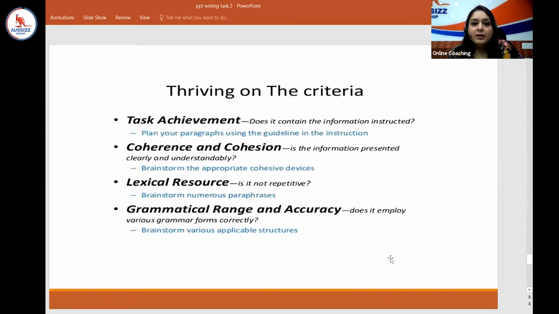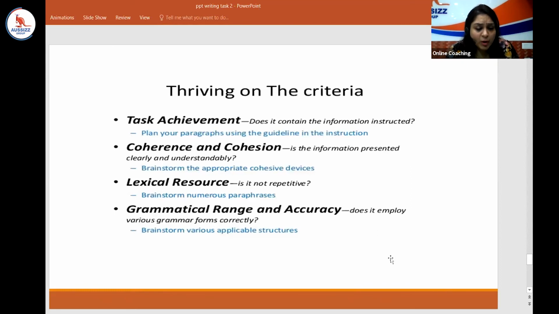Okay. Now, how to thrive on that? Like task achievement, what do you have to think in that? So thriving on the criteria is just you have to understand, okay, whether I have completed this task or not. So task achievement is, does it contain the information instructed? You have to think it. You have to follow it. Like, does it contain the information instructed? Have I completed all my tasks? Have I given the example? Have I given the supporting idea?